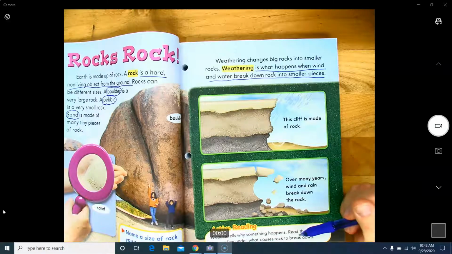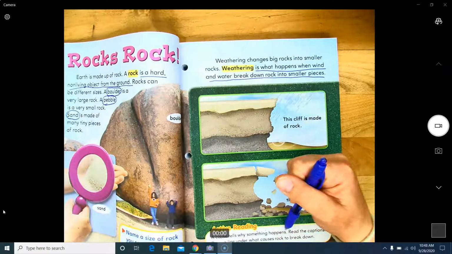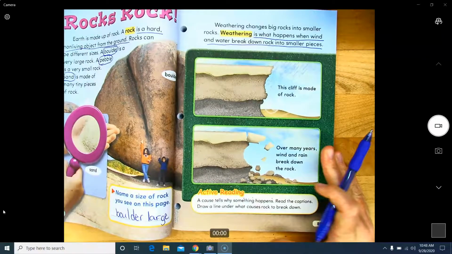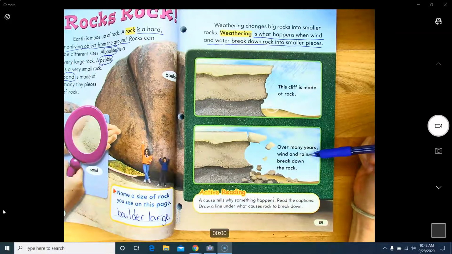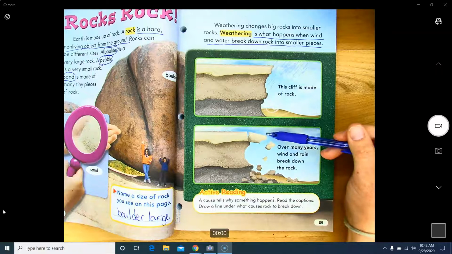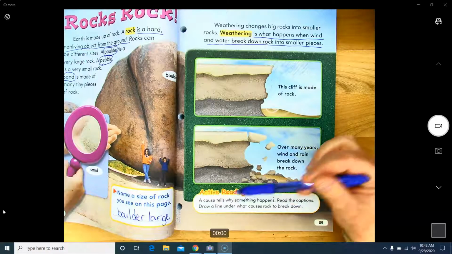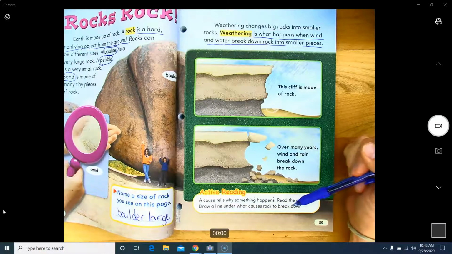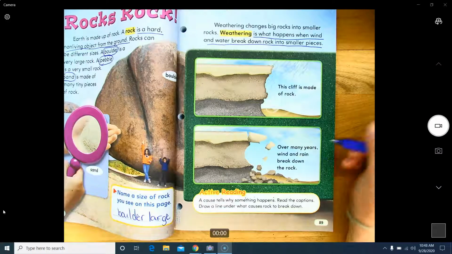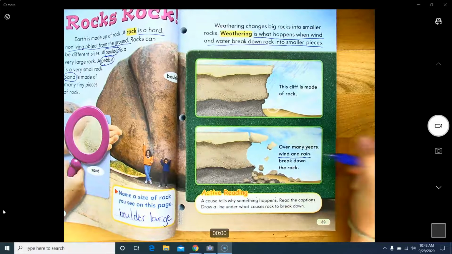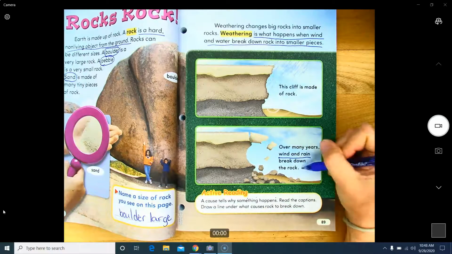So what causes? A cause tells why something happens. Cause and effect. So a cause tells why something happens. Read the captions. These are captions. Captions explain the illustrations. Illustrations are the pictures. Draw a line under what causes rock to break down. So which one tells you why rock breaks down? What causes the rock to break down? That's right. Wind and rain break down the rock.